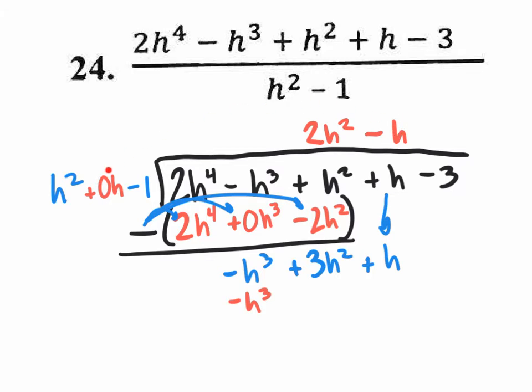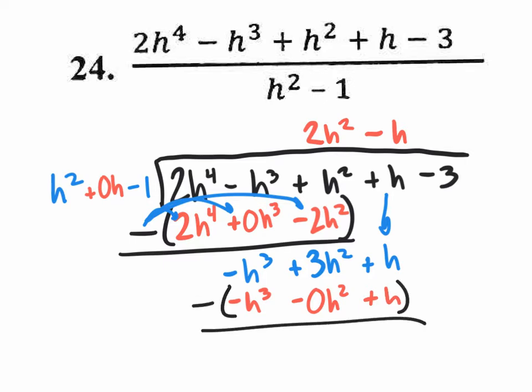Negative h times 0h is going to be a negative 0h squared, which is nothing, but I leave it with the negative 0 in front, just to hold the place value. And then at the very end, negative h times negative 1, that's positive h. And again, I am subtracting, so I put parentheses with the minus sign on the outside. So what happens here, this one becomes positive, which cancels. This one becomes positive, but it's really nothing. So I really have 3h squared plus nothing. That stays 3h squared.